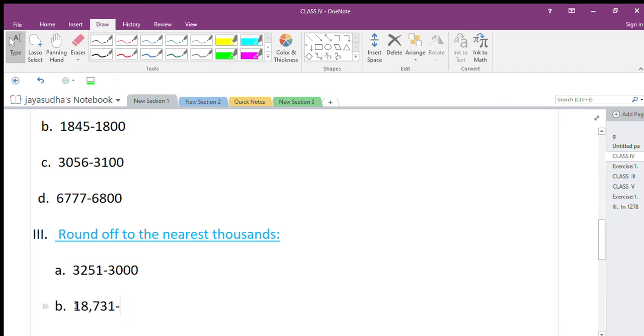Look at here. This is the 10,000 place. So you don't touch the 10,000 place. You want to round off only in the thousands place. So you look at the 100 place, 5 above. So add 1 in the thousands place. So 8 plus 1, 9. Rest of the 3 digits are 0.